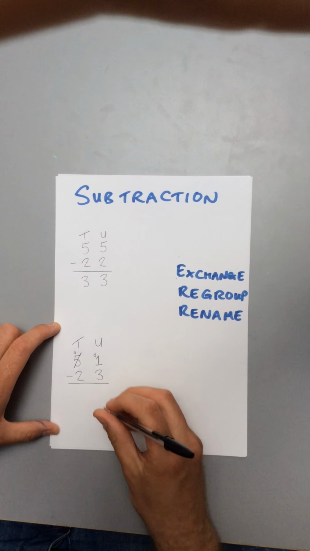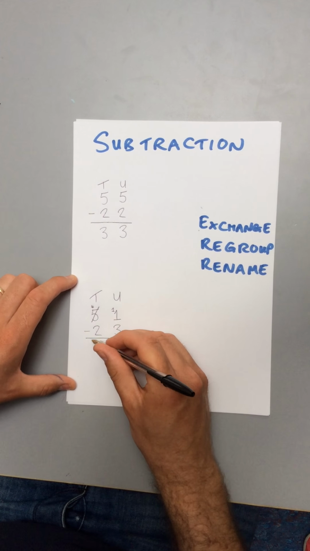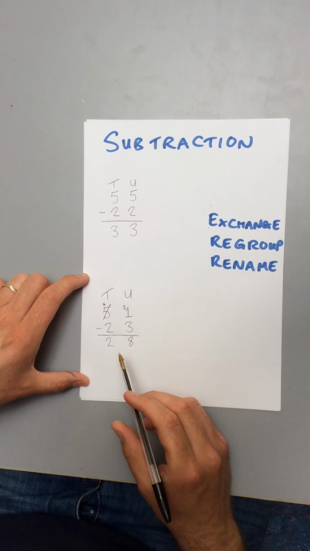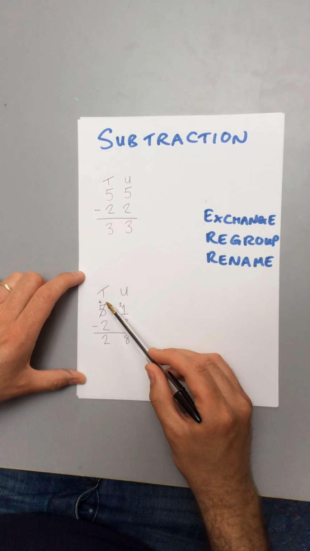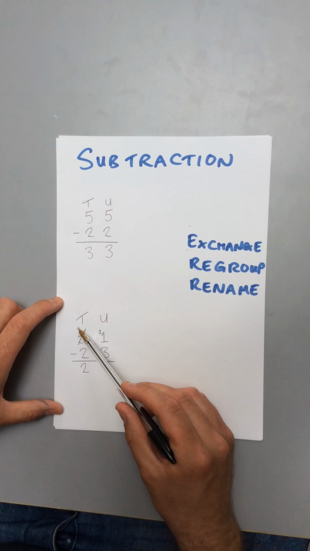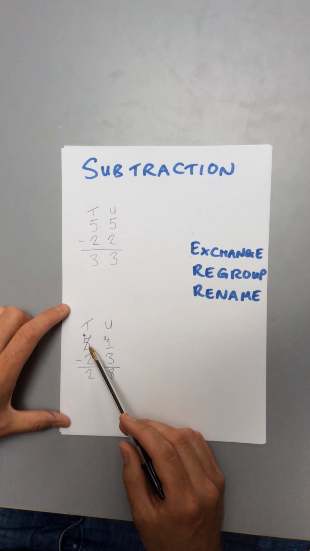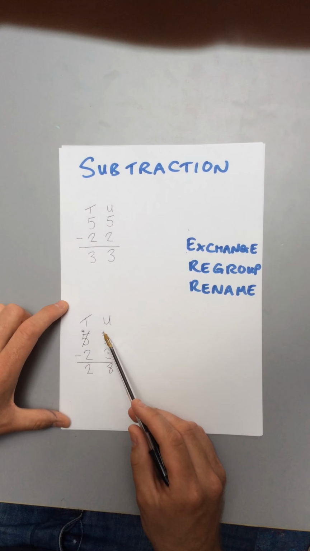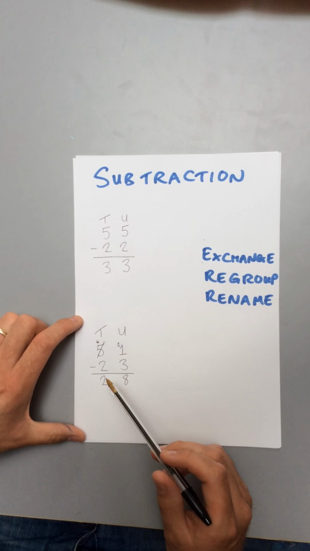11 take away 3 is 8, and 4 take away 2 is 2. So just one or two important things in this one. As I exchanged, I crossed out to show that that 5 tens no longer existed. It had been exchanged and made into a 4. And when I regrouped and renamed, I kept my number small just to show that it had been brought across.